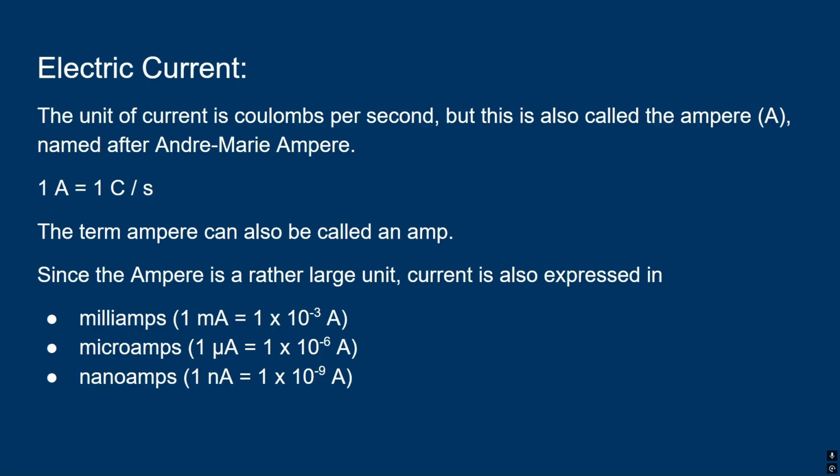The unit of current is coulombs per second, but this can also be called the ampere, denoted with an A, named after Andre Marie Ampere. 1 ampere equals 1 coulomb per second. The term ampere can also be called an amp. Since the ampere is a rather large unit, current is also expressed in milliamps, microamps, and nanoamps. And then I have the scientific notation if you want to take a look at that too.